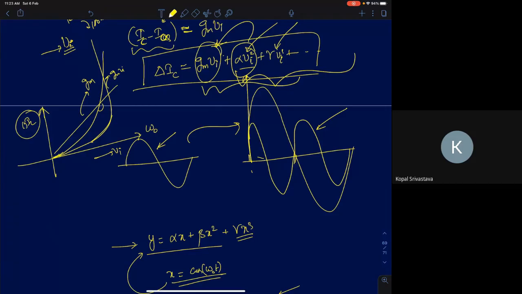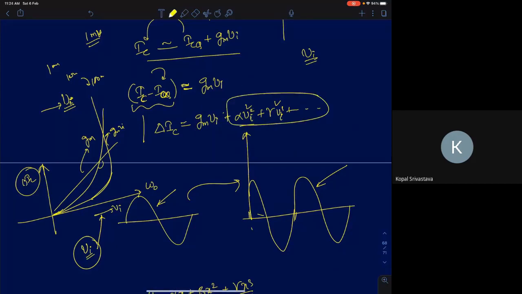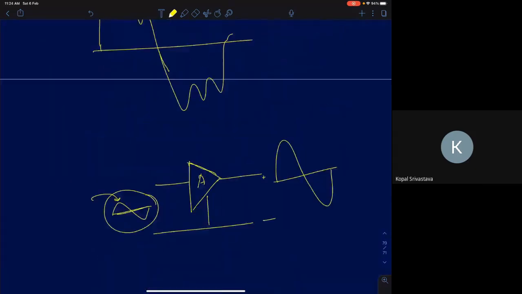What I'm trying to say is that one can intuitively see that this amplifier cannot work after a certain value of input. There is a problem if I keep increasing the input amplitude, so there is a limit on the maximum value of VI. If I keep increasing VI, the nonlinear terms, alpha VI squared and gamma VI cube, will start dominating because they grow much faster, as shown in the graph. When they dominate, the amplification will no longer be linear or faithful. You will see other frequencies in the output which you didn't want in the first place. So there is an upper limit on VI if I want faithful amplification. For example, let's assume 100 millivolts is your upper limit.